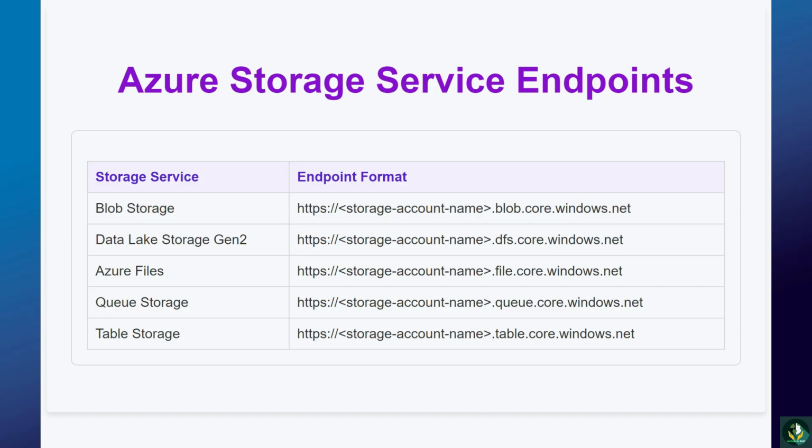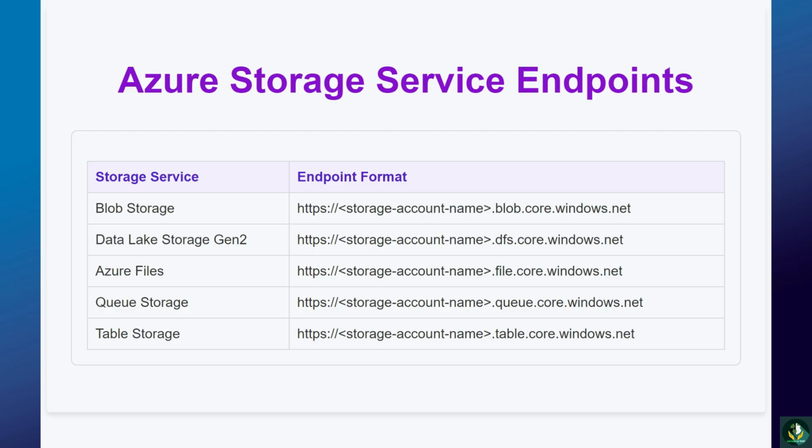Notice that all these endpoints follow a similar pattern, with the service type (blob, DFS, file, queue, table) inserted between the storage account name and core.windows.net. This consistent pattern makes it easier to remember and construct the correct endpoint for each service. When working with Azure Storage, you'll use these endpoints to configure your applications, set up access policies, and manage your data. The specific endpoint you use will depend on which storage service you're working with.